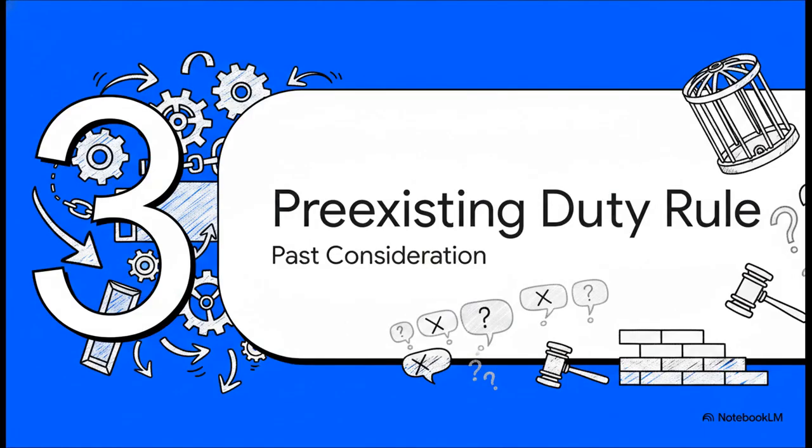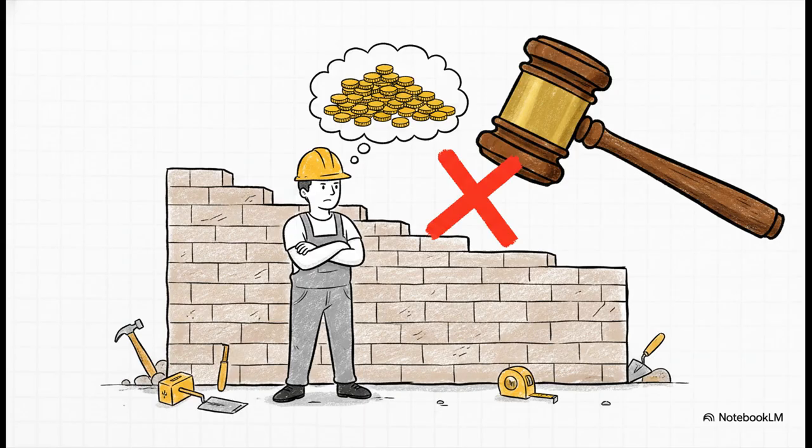All right, Section 3, the pre-existing duty rule. This strict common law doctrine deals with past consideration, and let me tell you, it traps students on multiple choice questions all the time. The absolute crucial point here is that promising to do something you are already obligated to do has zero value in the eyes of the law. Why? Because the law refuses to reward parties who basically hold out for more money.